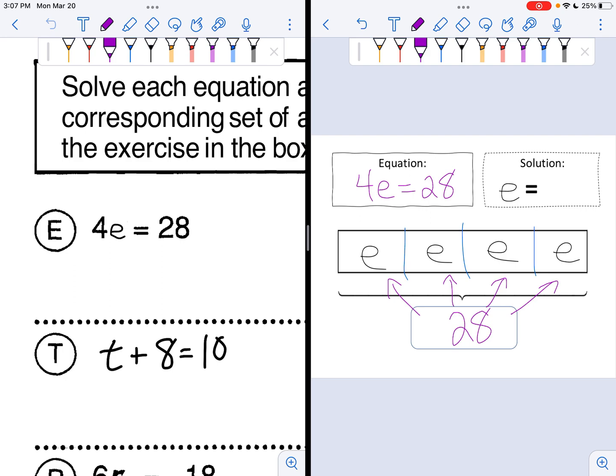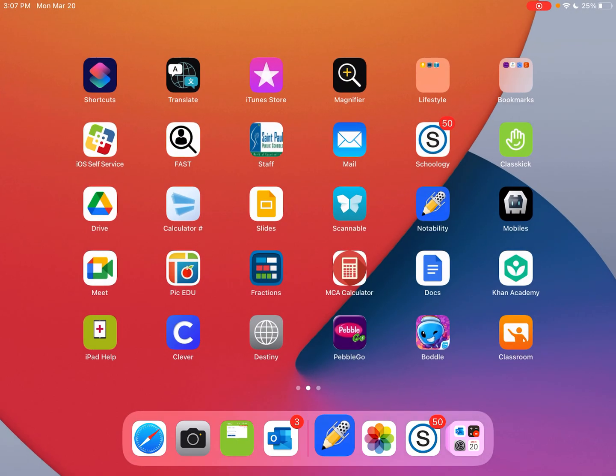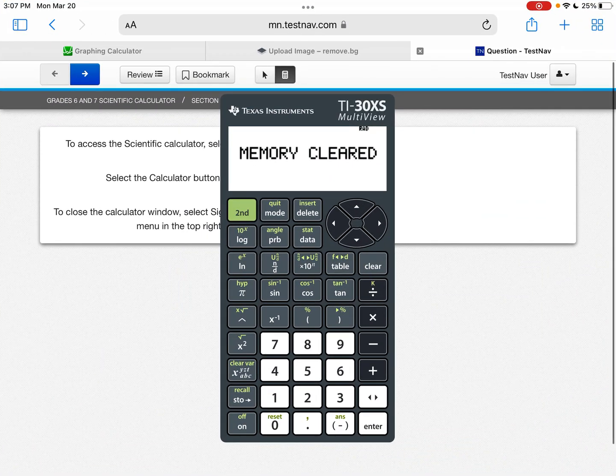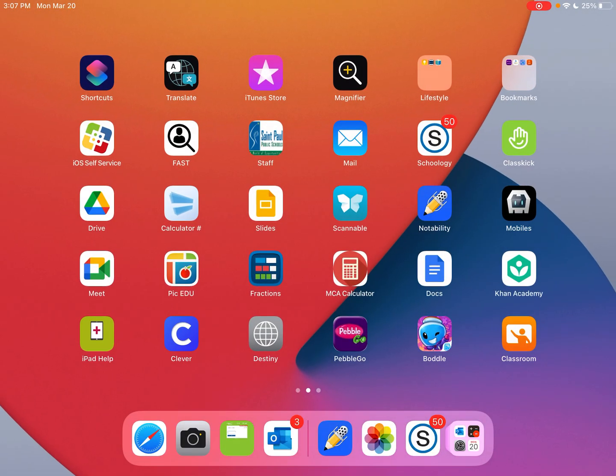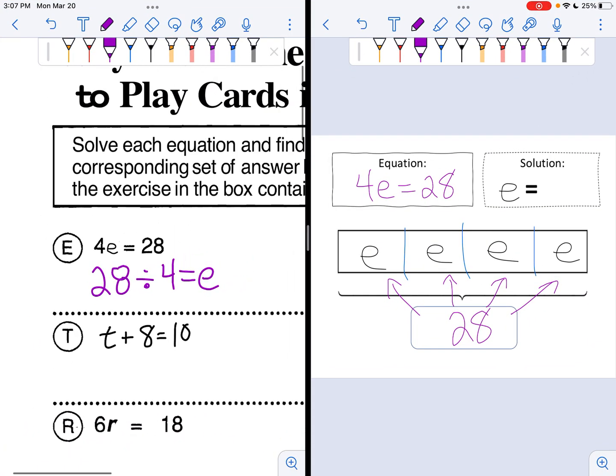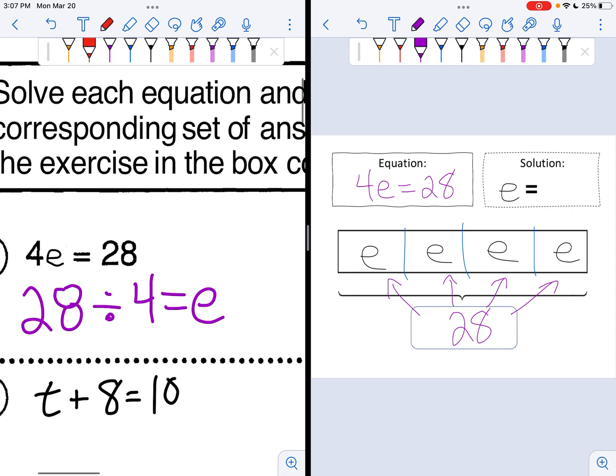So our equation that I'm going to write on the worksheet, be careful, I'm on the left side now, is 28 divided by 4 equals E. So then I can use a calculator for this. 28 divided by 4 is 7. So now I'll go back to our work. Right after the equation, I'm going to write E equals 7.